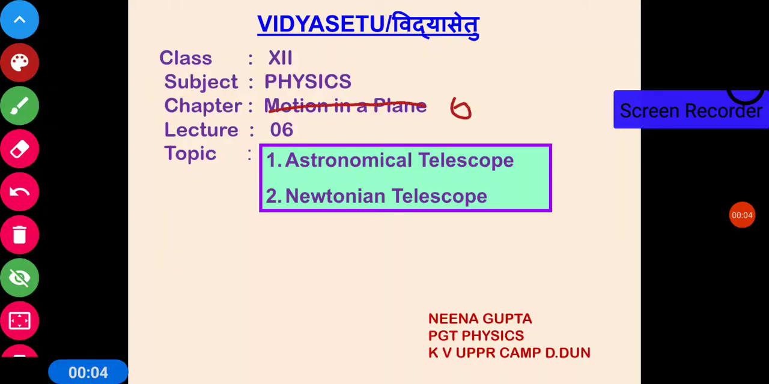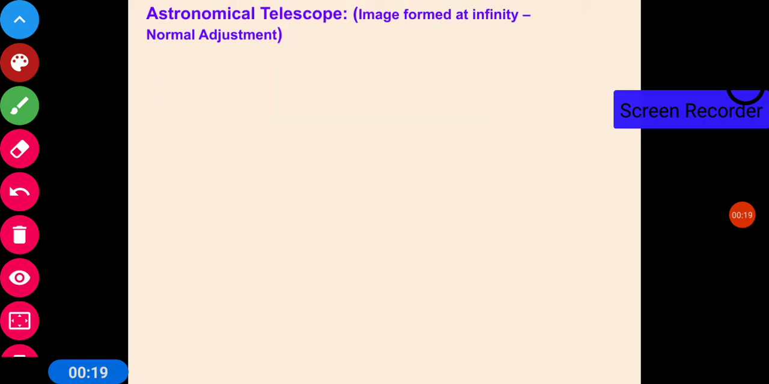Let us start the next lesson from optics. Topic: astronomical telescope, Newtonian telescope. Now, astronomical telescope, when the image is formed at infinity, that is normal adjustment.